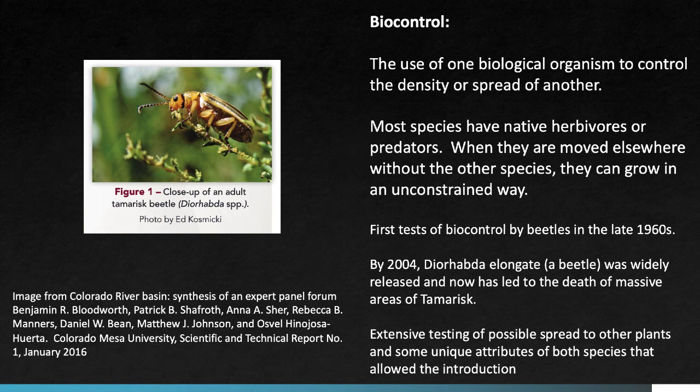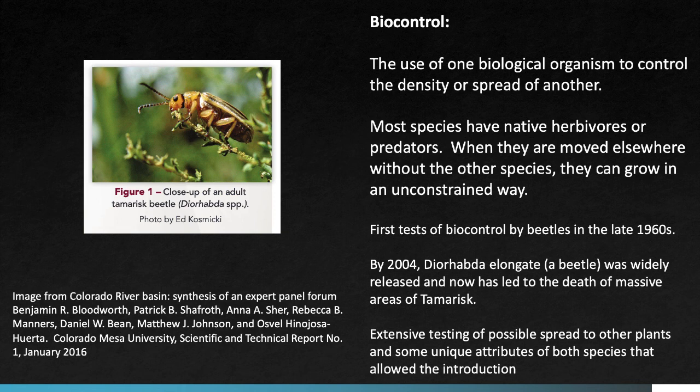The tamarisk we see in the United States originated in Eurasia, and there are a number of beetles that aggressively feed on this tree in its native habitat, but no similar herbivores in the United States. So the idea of biocontrol is to introduce one of these beetles to the U.S. in the hopes that it can reduce the growth of tamarisk. These types of experiments started in the late 1960s, and by the early 2000s, a particular beetle had been identified as a potential biocontrol measure for tamarisk.